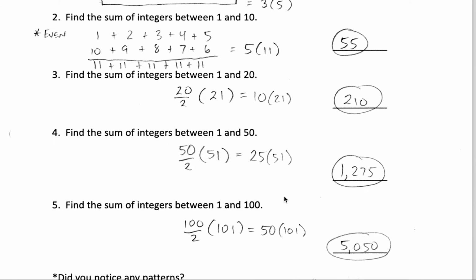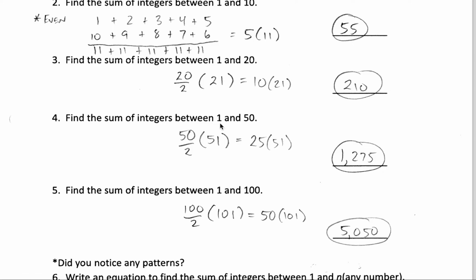Let's practice that a couple more times. Adding up all the numbers between 1 and 50, well, I have 50 different numbers there. That must mean that I can make 25 pairs. If I add the first and the last term, I'm going to get sums of 51 for each pair. So 25 pairs of 51 gives me a sum of 1,275.